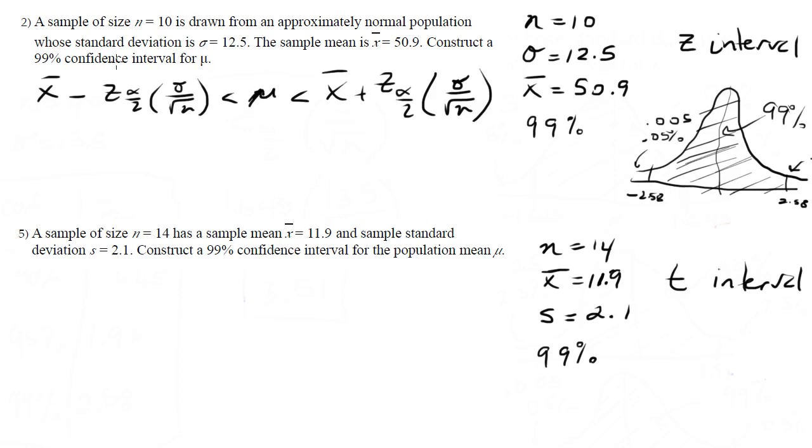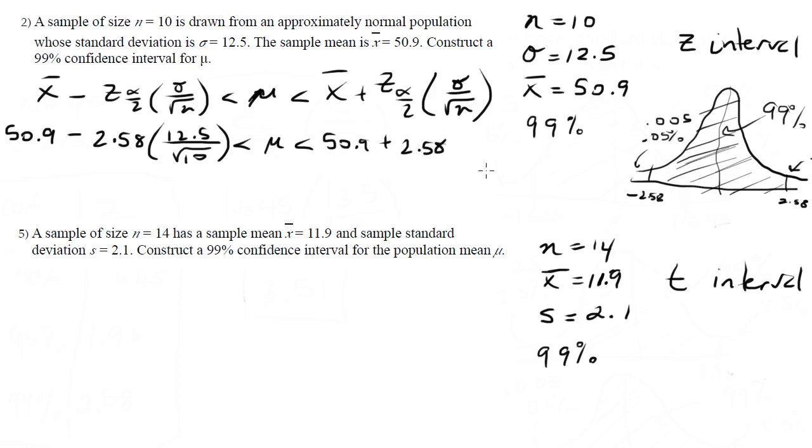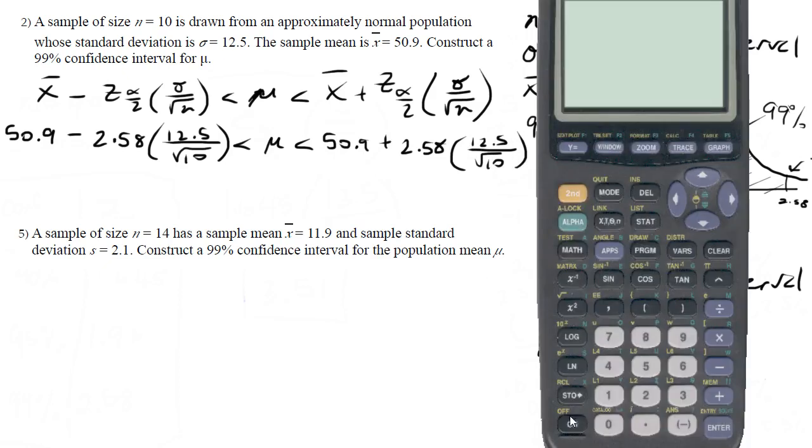So I'm just substituting in what I know. X bar is 50.9, minus my z alpha over 2, 2.58, times sigma 12.5 over the square root of 10, is less than my mean, which is also less than 50.9 plus 2.58. It's the margin of error, right? Plus that margin of error times 12.5 divided by the square root of 10. Punch that into my calculator here.